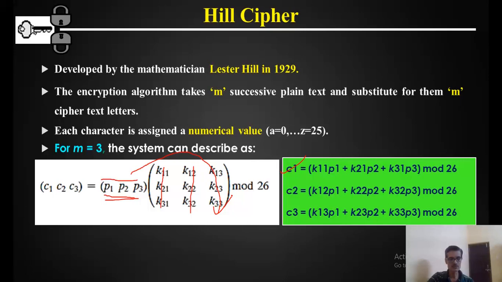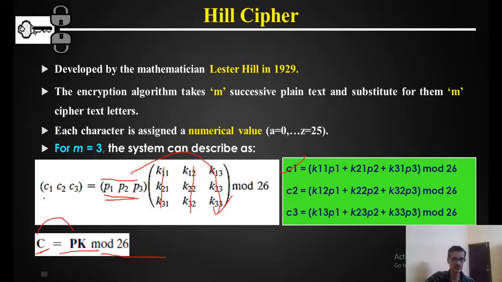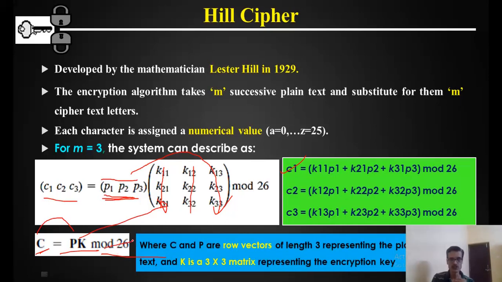This matrix multiplication can be represented as C equal to P into K mod 26, where C and P are the cipher text vector and the plain text vector, and K is the corresponding key matrix, taken mod 26. Here C and P are row vectors with a length of 3, and K is a matrix with a size of 3 cross 3, which represents the encryption key. The encryption key can be anything.